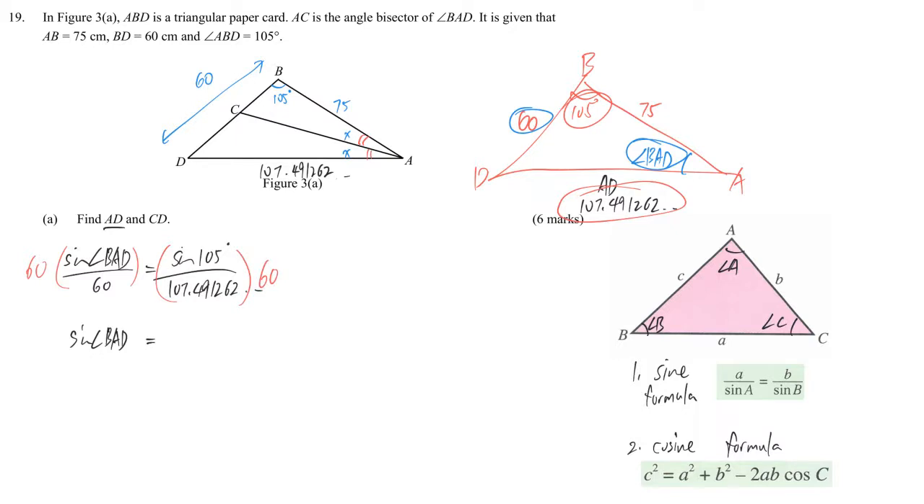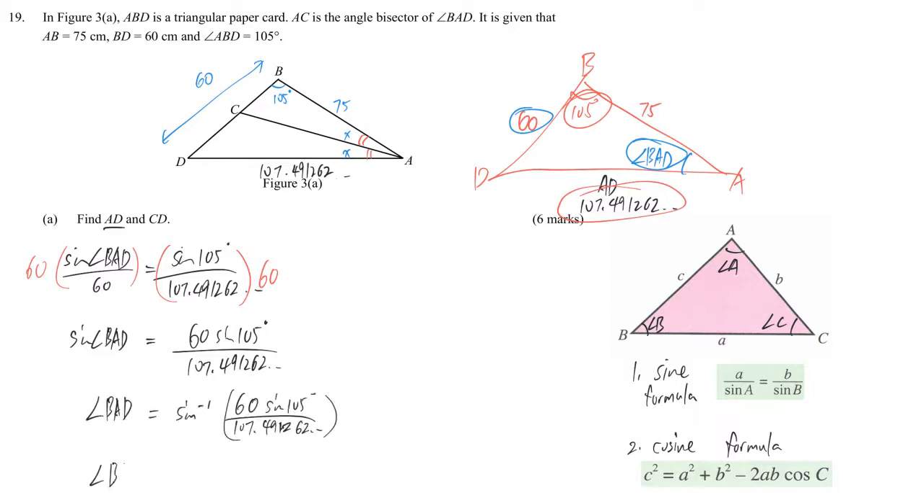So-called move the item to another side. Then we have 60 sine 105 degree divided by 107.491262... And then you just perform the other side. Just simply use a calculator, you get 32.62689296 degree. Afterward, we are going to work on this smaller triangle to focus on BC.